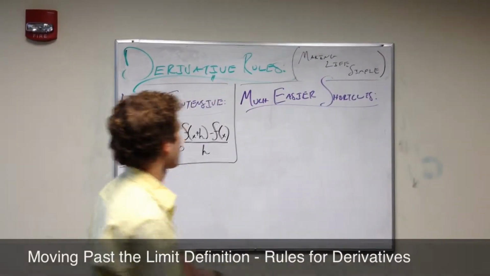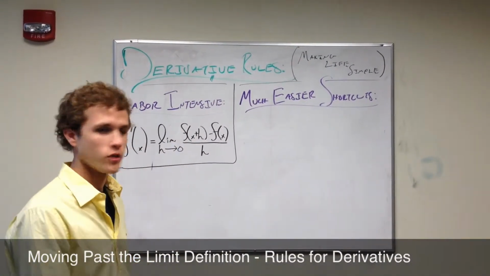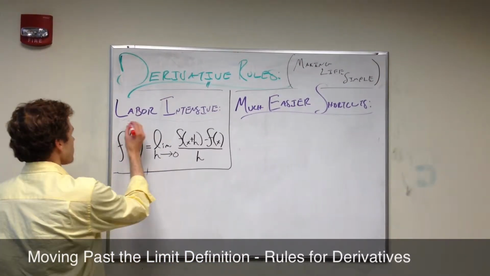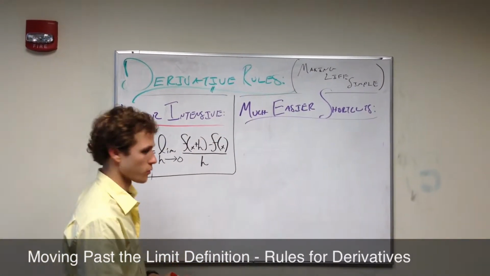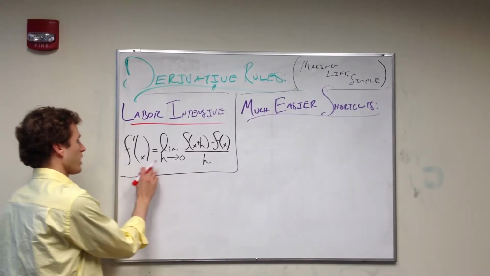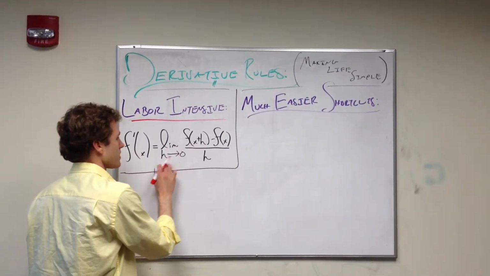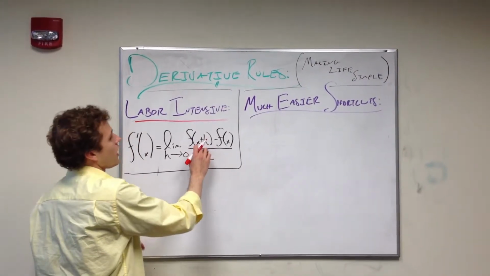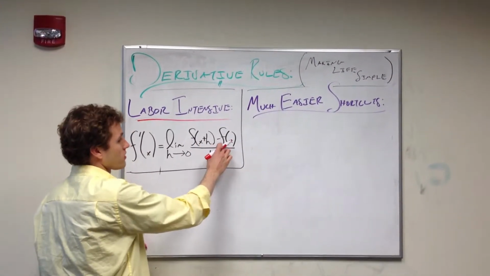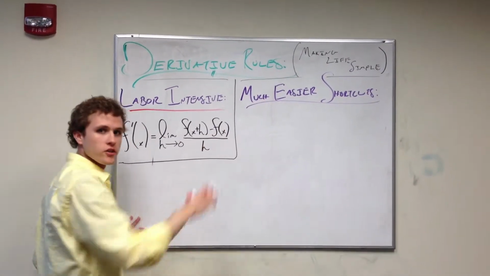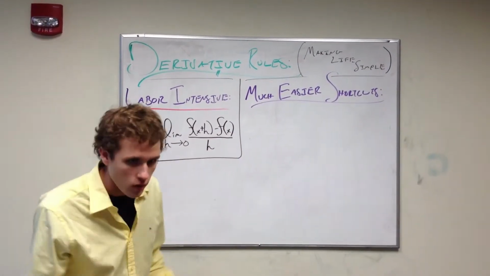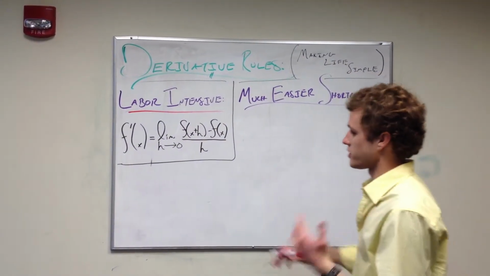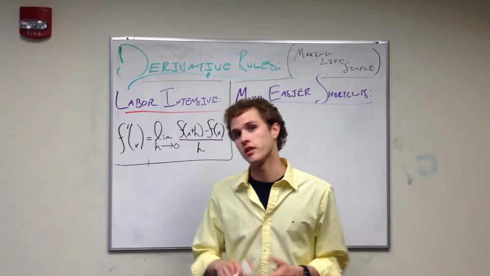Alright, so let's talk about some derivative rules. You should recall that we can figure out the derivative in this rather labor-intensive way called the limit definition of the derivative that says f prime of x is the limit as h approaches 0 of f of x plus h minus f of x all over h. It's a useful formula, but it's really a pain. And a lot of the times this is way more work than you need to do.